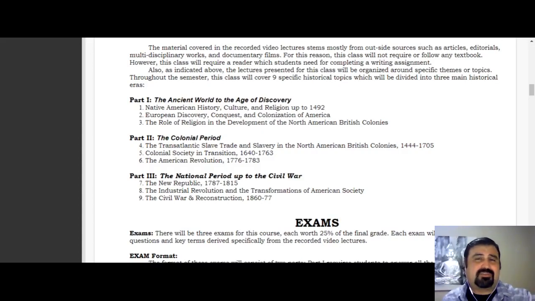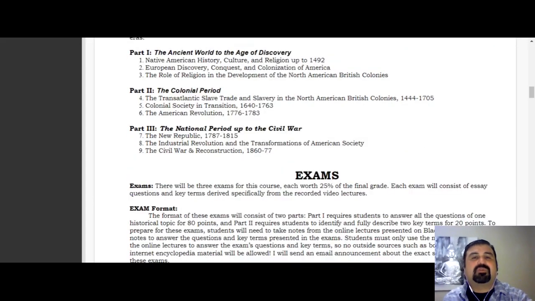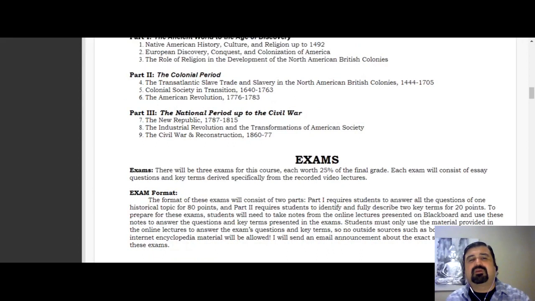Then we move into the transatlantic slave trade, topic number 4. Colonial society in transition, topic number 5. And the American Revolution, topic number 6. Each has 3 videos. Then we have the second exam. And likewise, we move into the national period, part 3. We cover the New Republic, topic number 7, the Industrial Revolution, topic number 8, and the Civil War and Reconstruction, topic number 9. And then we have the final. And the final is only going to deal with the last 3 topics. Okay? So those are the 9 topics that we're going to cover in the semester.